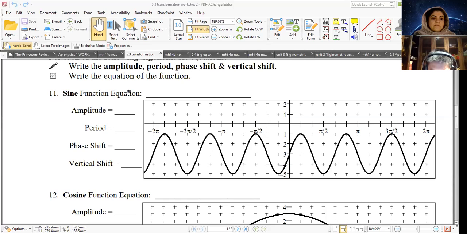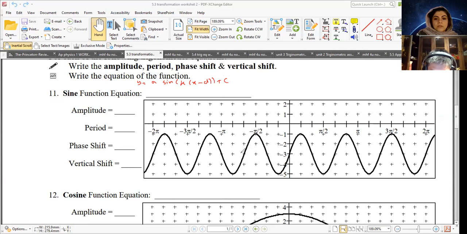So 11, sine function equation, amplitude. Okay, we need to come up with the equation. You know, the general is going to be a sine k x minus d plus c. This information here helps me to write that.